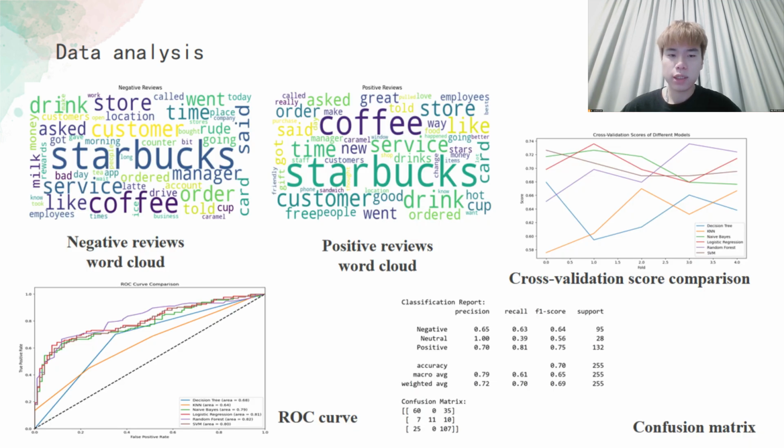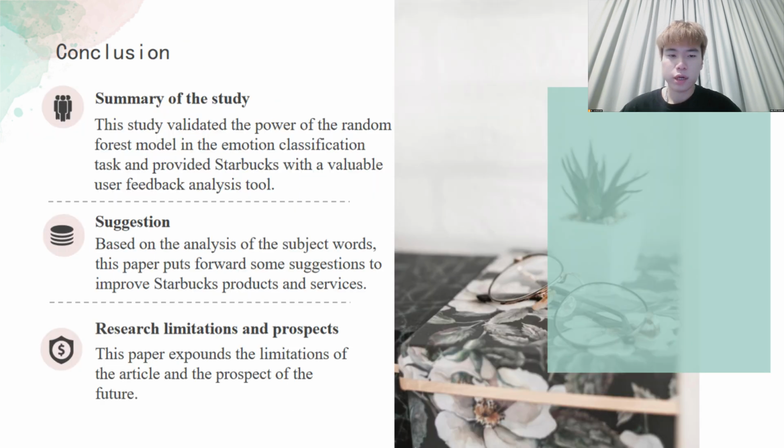Then, six machine learning models were evaluated through cross-validation scores and the ROC curve compilation. It was found that the random forest model had the highest score and the accuracy in the confusion matrix could reach 17%. Finally, the conclusion.